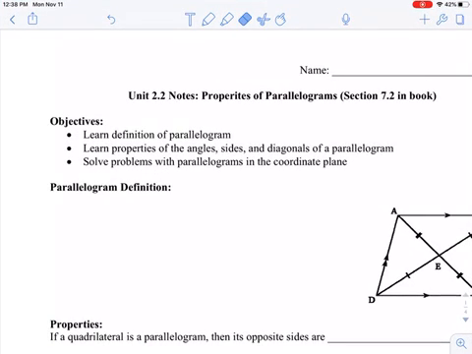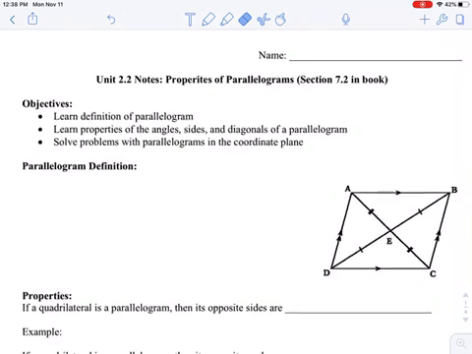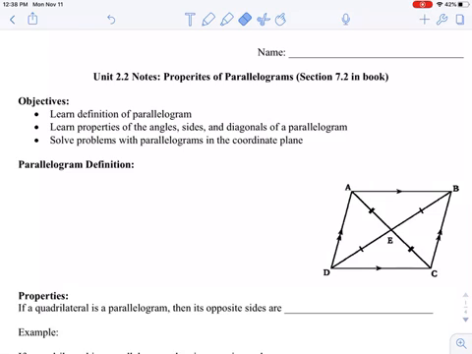Here are our notes for Unit 2.2, Properties of Parallelograms. Our objectives today are first to learn the definition of a parallelogram. A parallelogram is a quadrilateral with two sets of parallel sides.